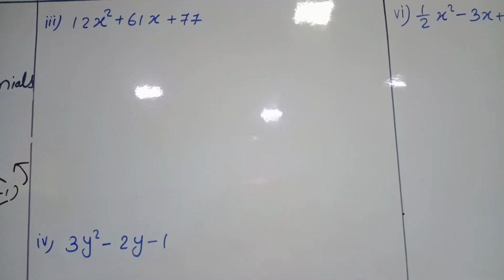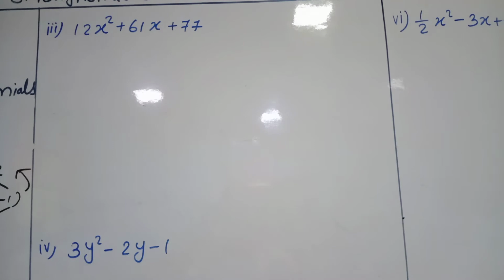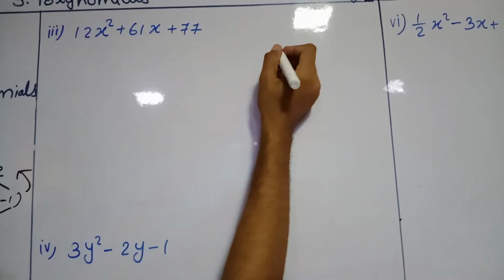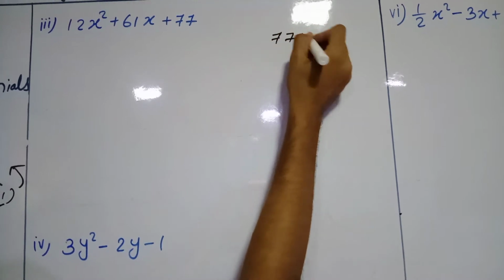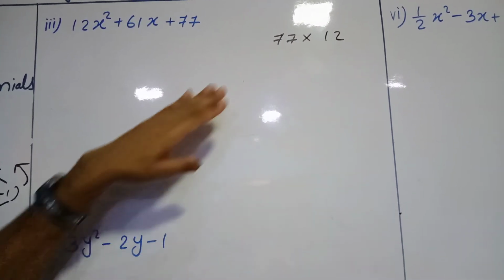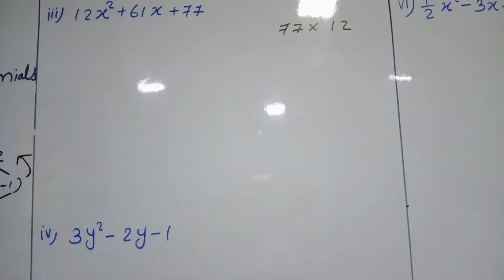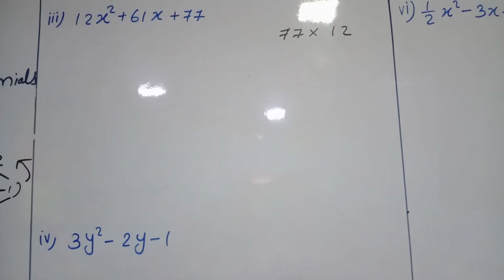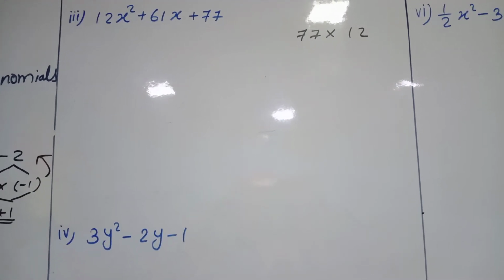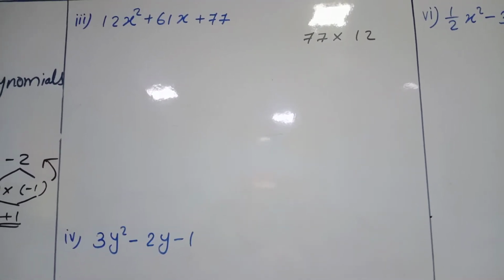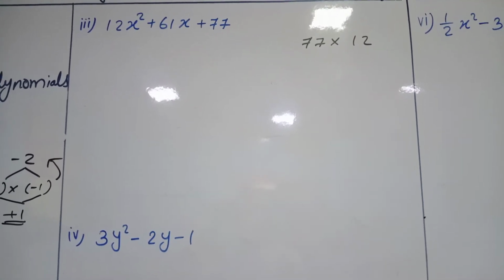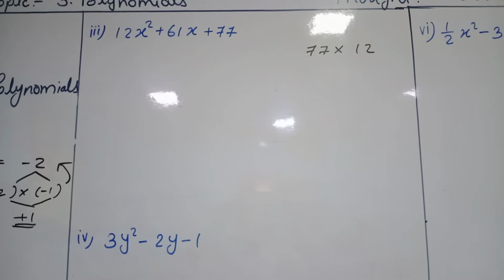12x square plus 61x plus 77. Let's do the multiplication of 77 into 12. If we are multiplying 77 into 12, we are getting such a bigger number. If we follow our same rules, then also we will get the answer. But does it make it easier to do this kind of sum whenever we are getting such a bigger number in the multiplication?